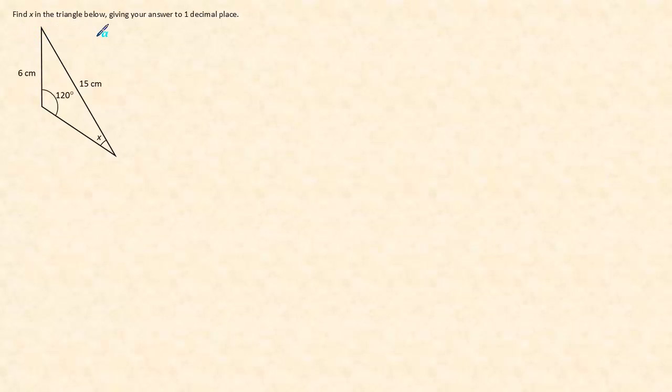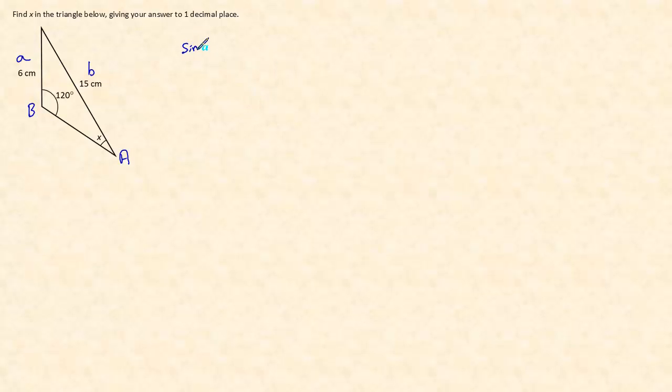Find x in the triangle below, giving your answer to one decimal place. So the angle I'm trying to find, I'll call that A, and the side opposite it is A. And then this is B, and this is B. Once again, we know both B's, so that's going to be the sine rule.